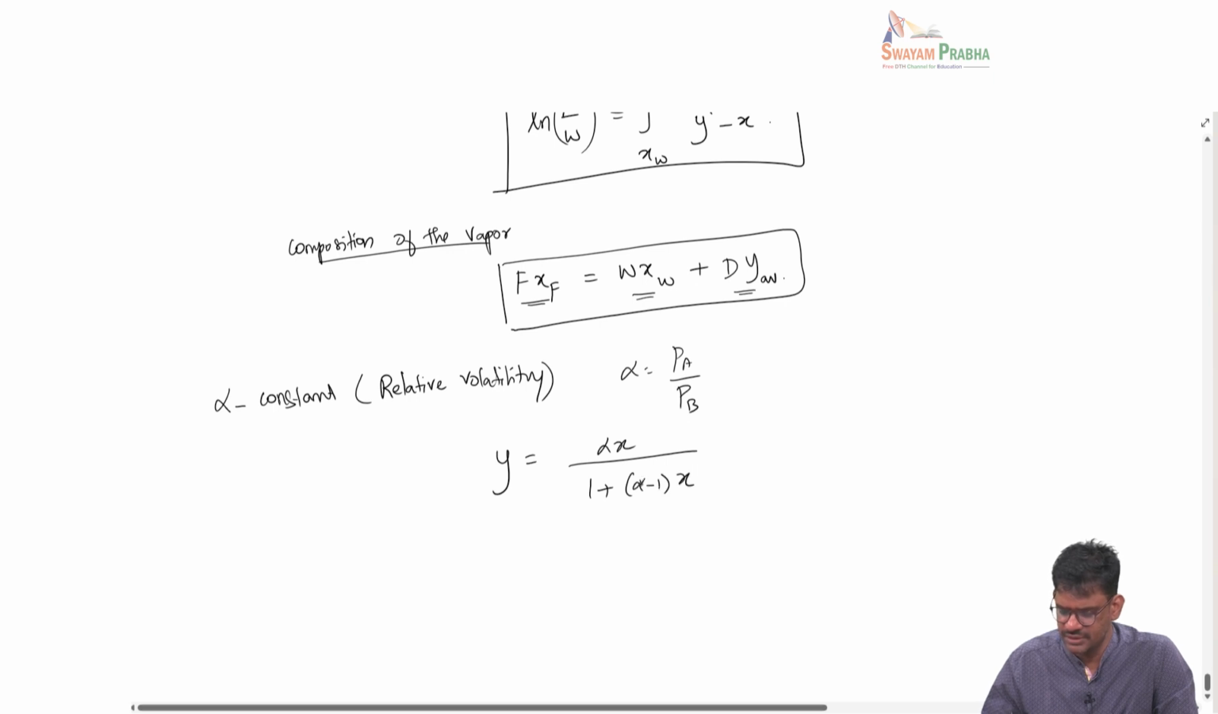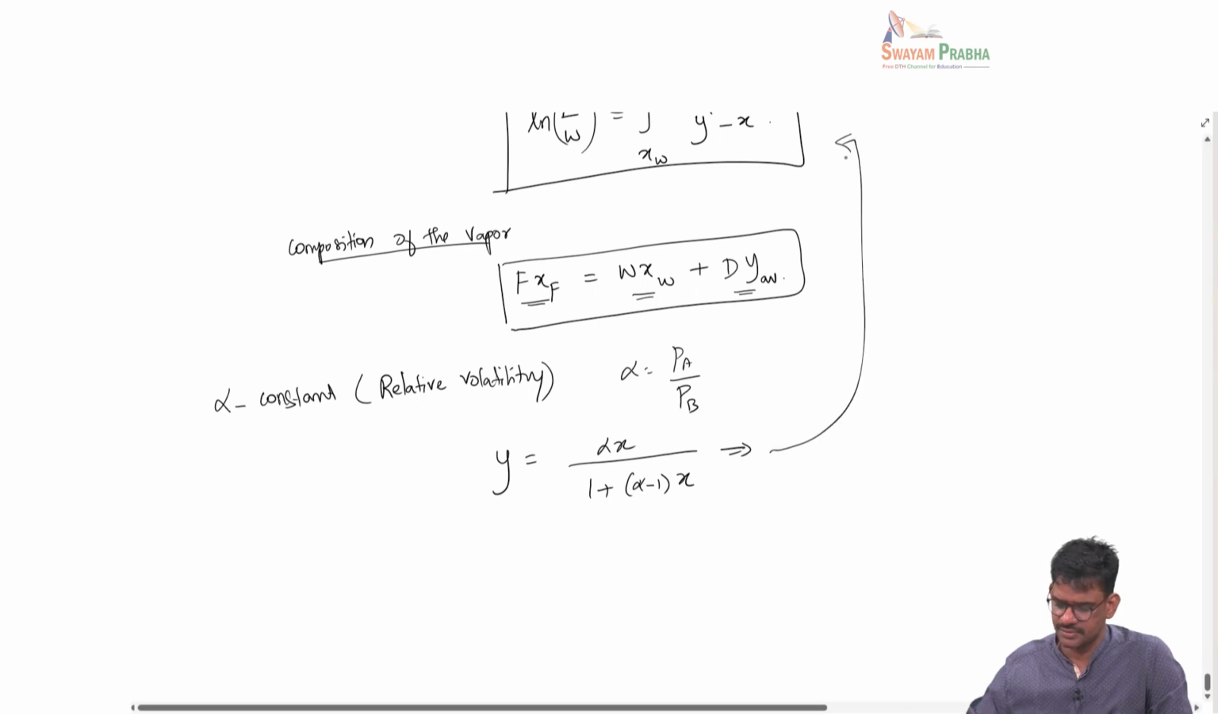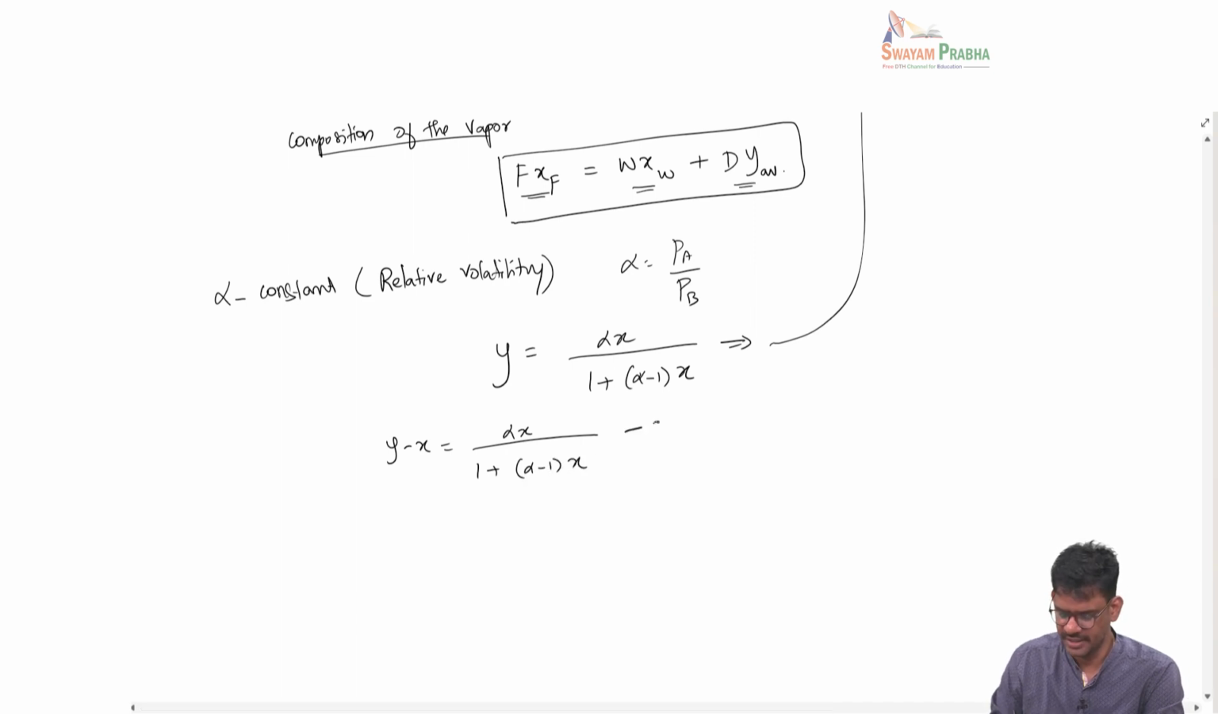You can refer to this derivation involving Raoult's law in one of the previous classes. So this equation is for constant volatility. You can actually use this expression if you can assume constant volatility. So I can use this to substitute here. So let's do this. Let's say I want y minus x. So this is y and then minus x.